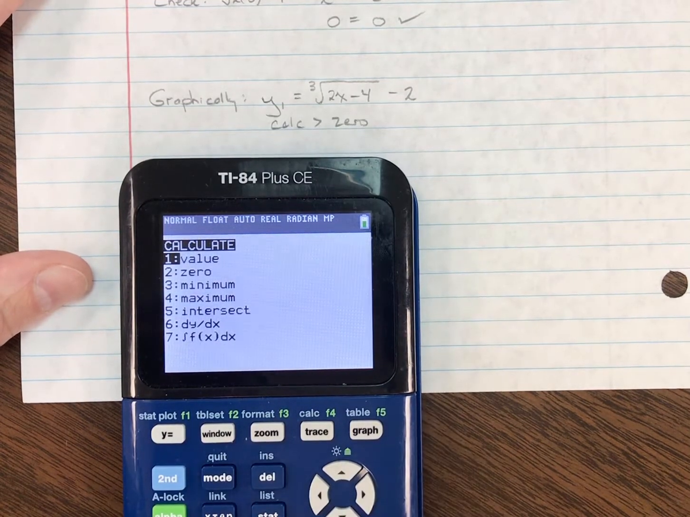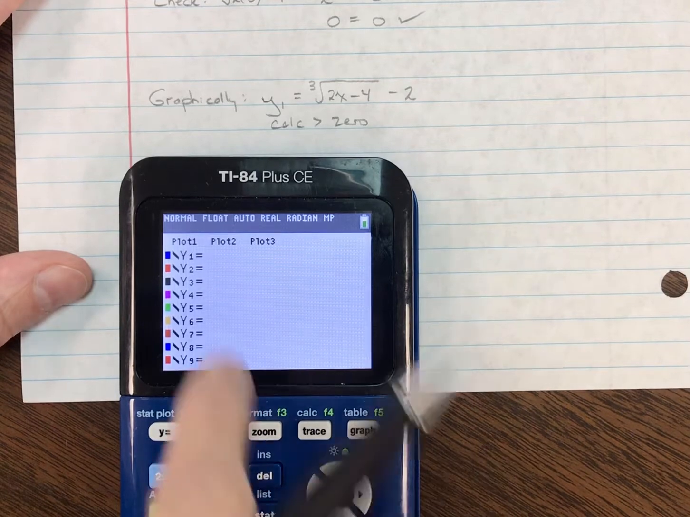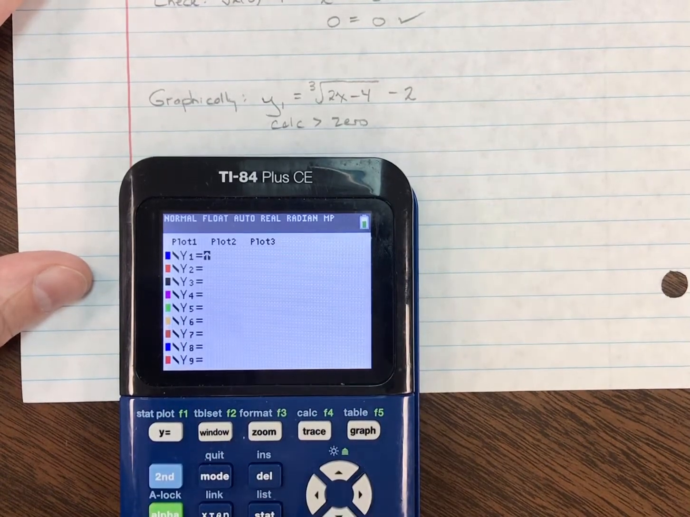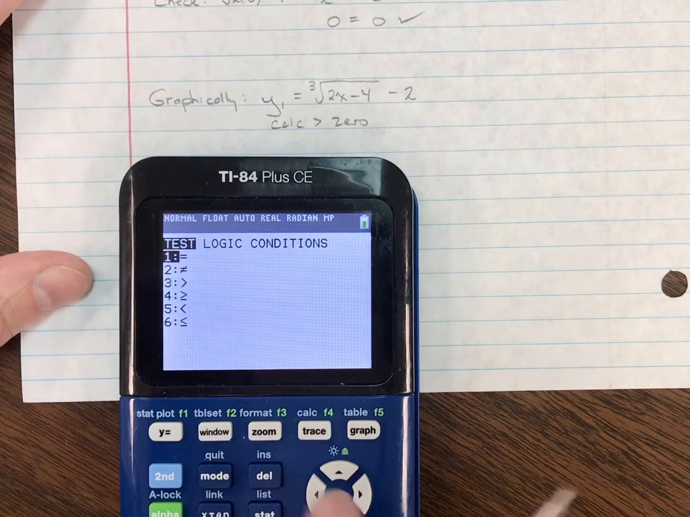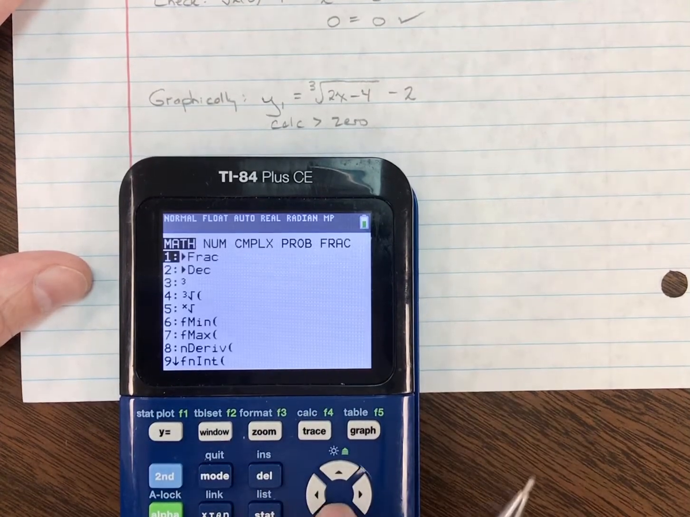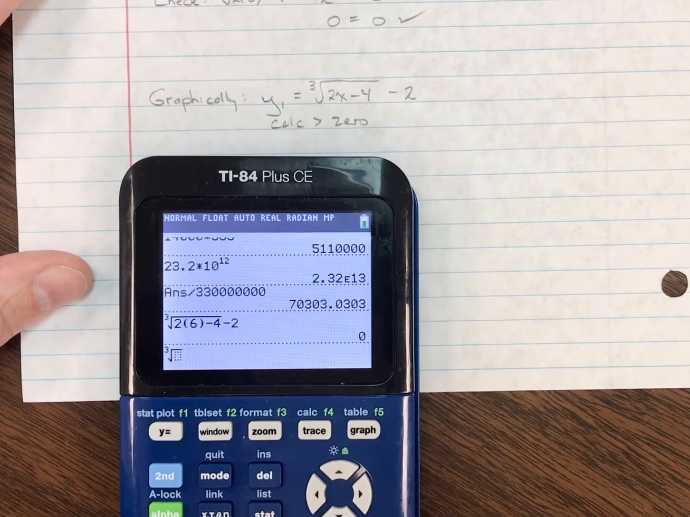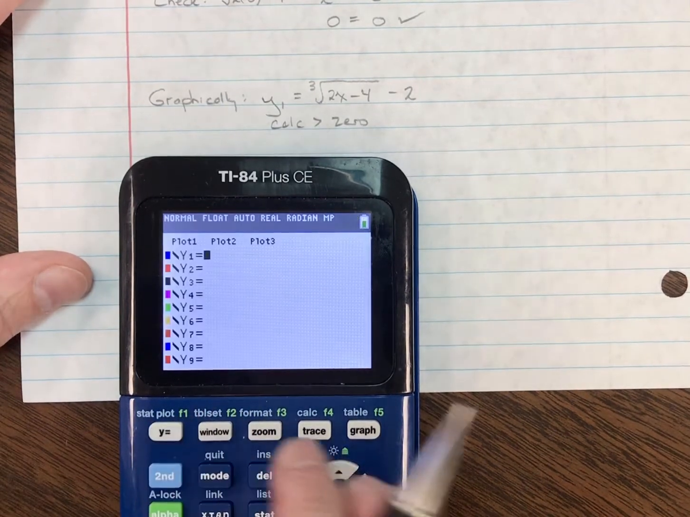Okay, so graphically solving this, let's go y equals. I already have it cleared. So again, the cube root, I'll use my shortcut if I can find it. That's not a second key. Okay, let's quit out of that. It's just math, and there's my cube root. So I have 2x minus 4 under the cube root. Whoops, I'm not putting it where I'm supposed to put it.